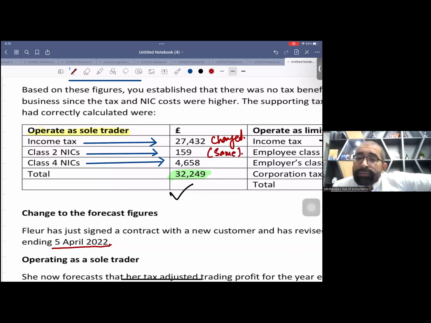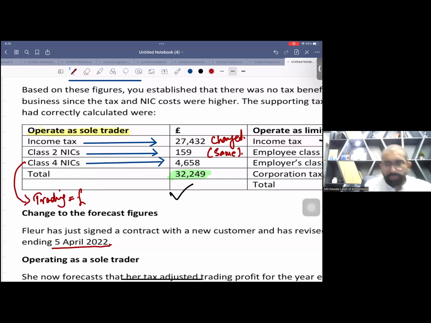But yes, Class 4 NIC, my dear students, has rates based on percentage. Now wait. This Class 4 NIC is calculated on the basis of trading profit of 100,000. Previous trading profit was 100,000. The new trading profit is 135,000.